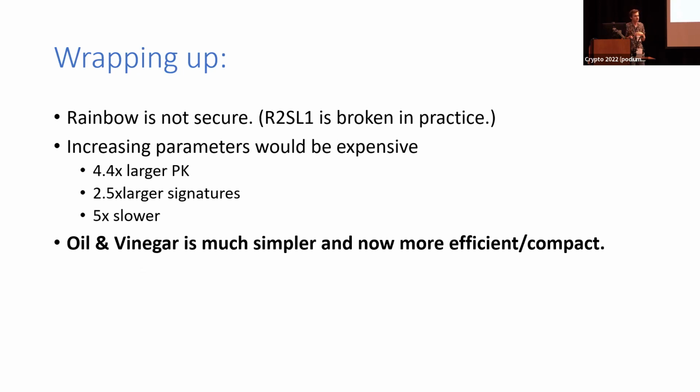So we should really just move back to the oil and vinegar scheme, which is much more elegant and older and much better understood. So in my view, Rainbow is really dead. We shouldn't try to revive it and make it more complicated to save it again. We should just move back to this very nice and elegant oil and vinegar scheme and try to understand that one better. So that's it. Thank you.